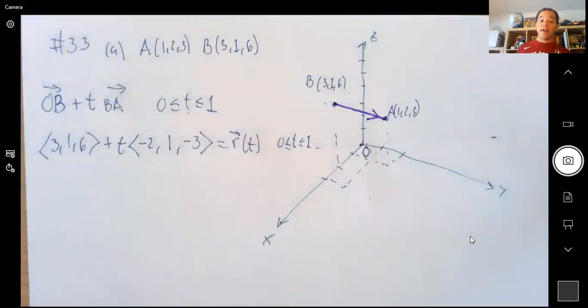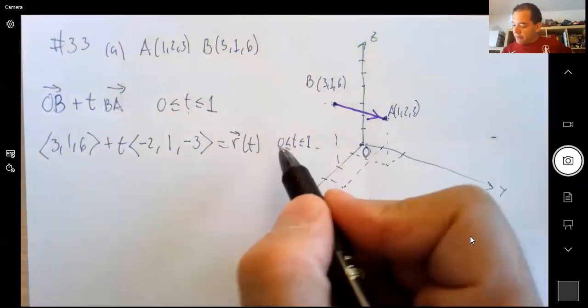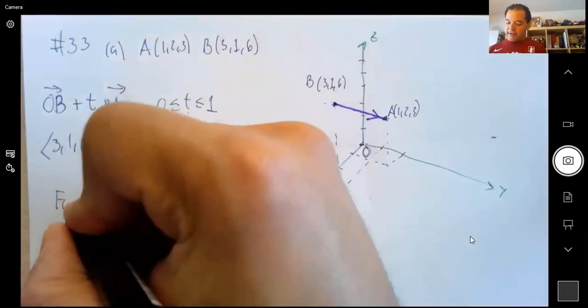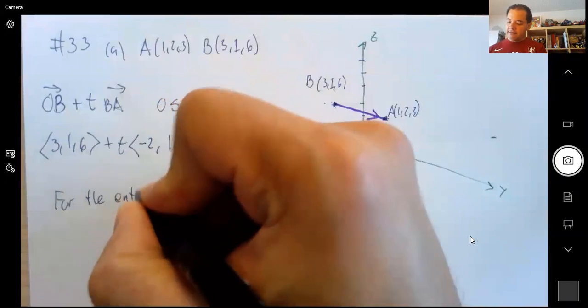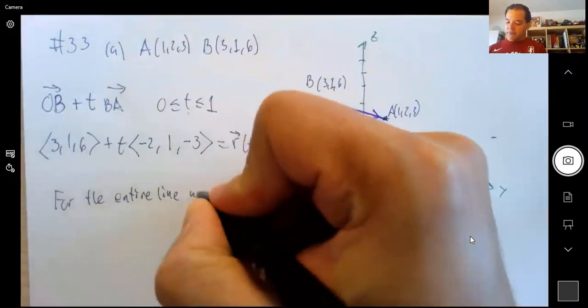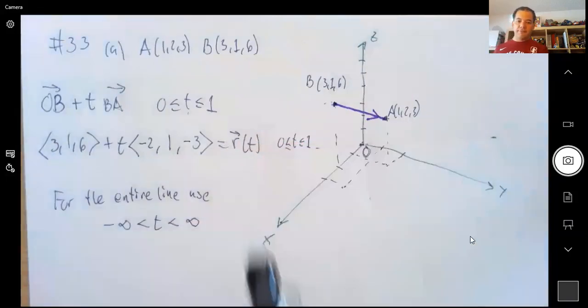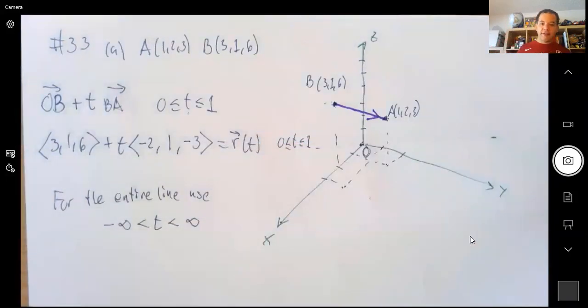If you want the entire line, then don't do t between 0 and 1. Do negative infinity less than t less than infinity. So for the entire line, use negative infinity less than t less than infinity. All right? That's the easiest way to do it. Let's go back to the problems.